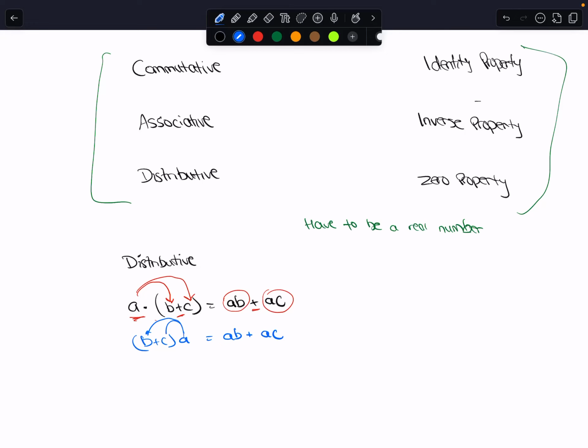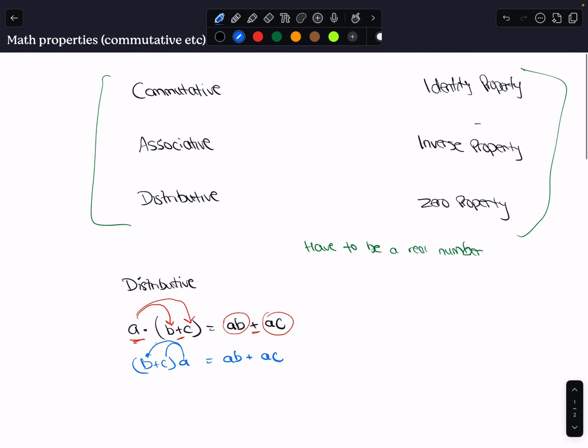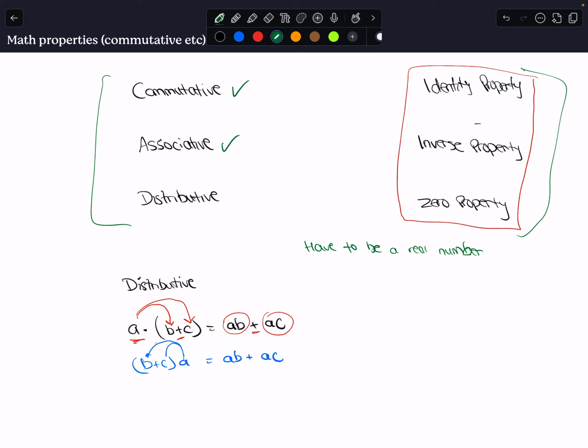Welcome back, scholars, to a continuation of our math properties that we're learning. We're going to now dive into the next set, which is the ones highlighted in red. We did discuss already the commutative property, associative, and distributive.